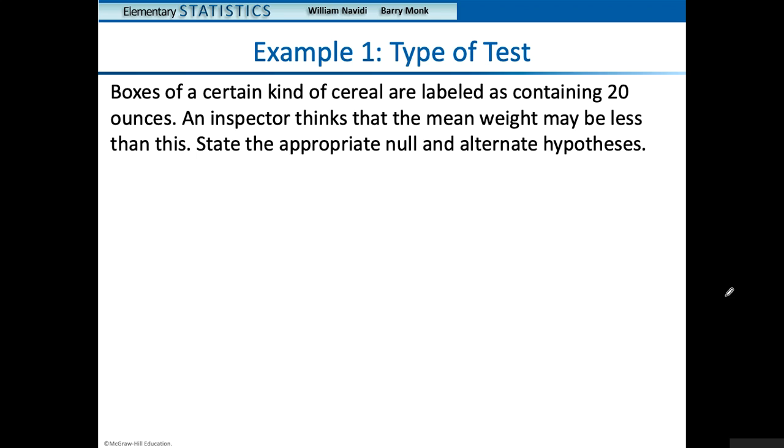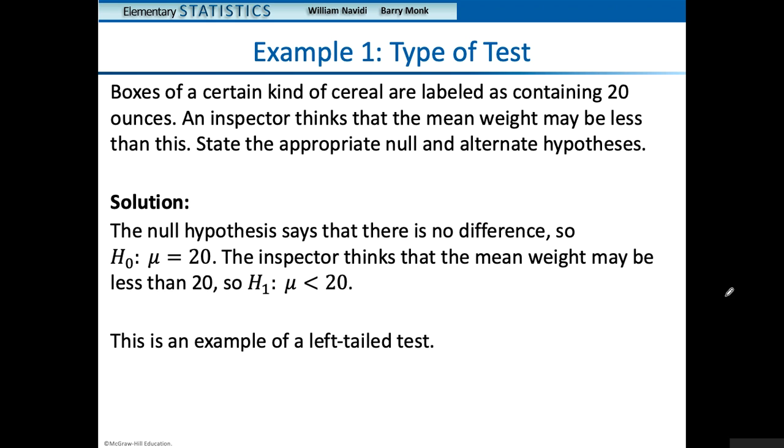Boxes of a certain kind of cereal are labeled as containing 20 ounces. An inspector thinks that the mean weight may be less than this. State the appropriate null and alternate hypotheses. Well, the null hypothesis says that nothing has changed, or there's no difference, so that would be the assumption that the mean is equal to 20. The inspector thinks that the mean weight may be less than 20, so the wording less than suggests that the alternate hypothesis should be a left-tail test, using the statement that mu is less than 20. Okay.